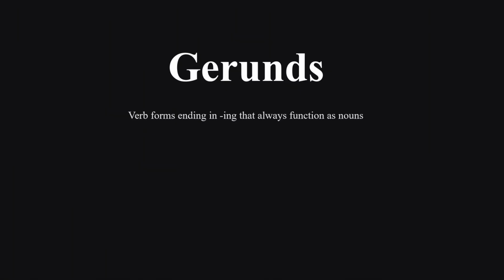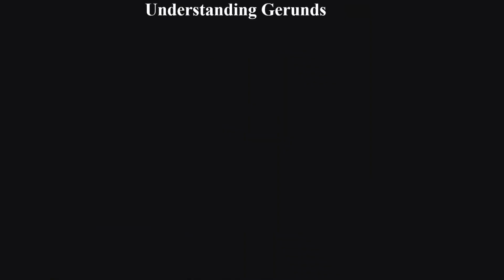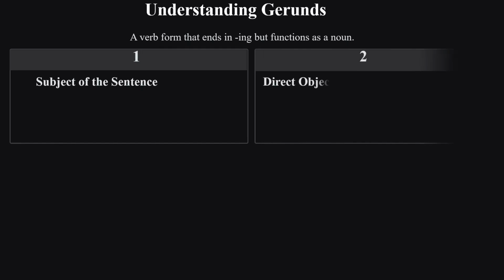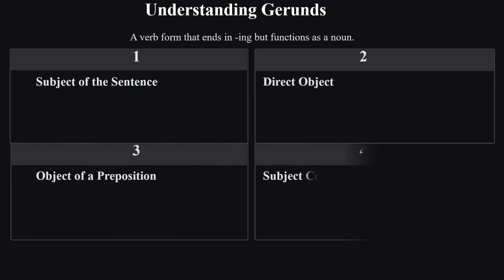First, gerunds. The gerund is probably the easiest to spot. It's a verb form that always ends in ing. And its function is always the same, it acts as a noun. Let's try to understand them better. As a noun, a gerund can be the subject of a sentence, the direct object of a verb, the object of a preposition, or a subject complement. Let's have an example each.